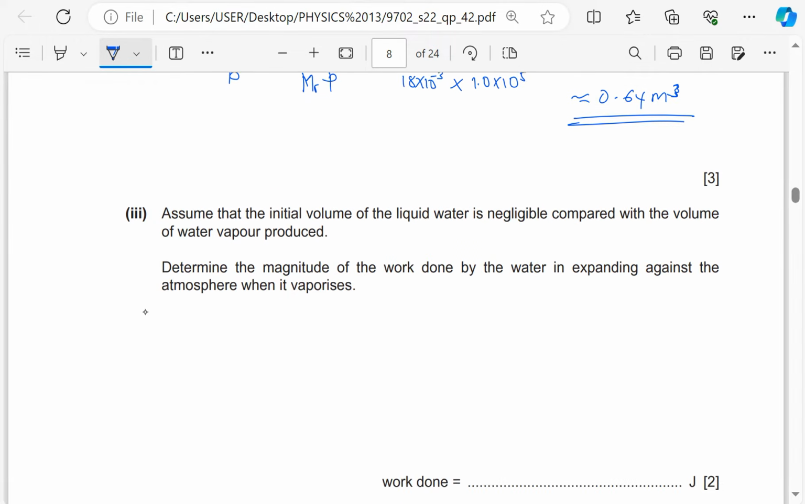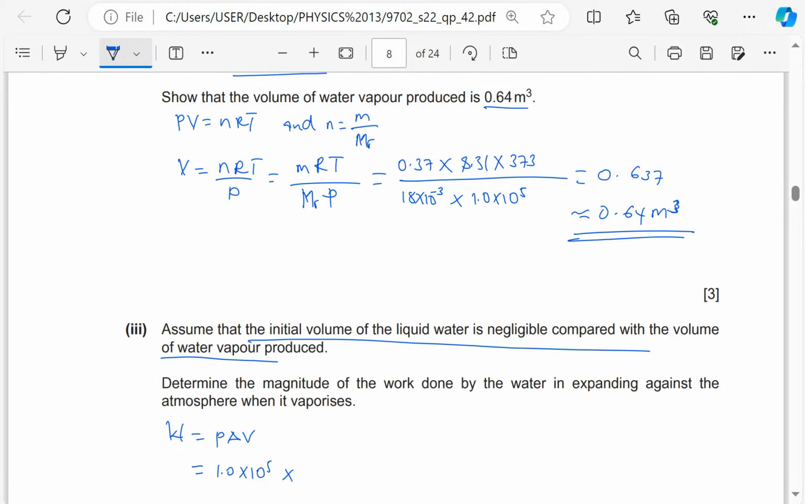Assume that the initial volume of the liquid is negligible compared with the volume of the water vapor produced. This is a very important statement. The initial volume of the liquid is much smaller than the volume of the water vapor produced. Determine the magnitude of the work done by the water in expanding against the atmospheric pressure. So we also know that work done is equal to pressure times difference in volume. So the pressure was, remember, 1.0 times 10 to the power of 5 pascals. Then the change in volume, they say the initial volume is negligible. So it means the change in volume is just going to be approximately 0.64.